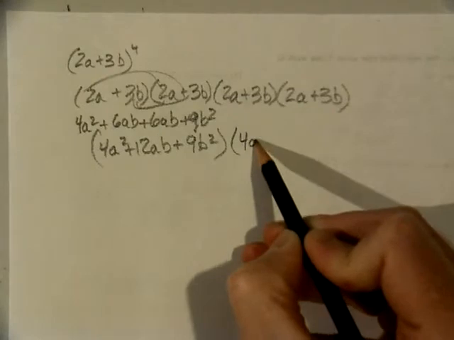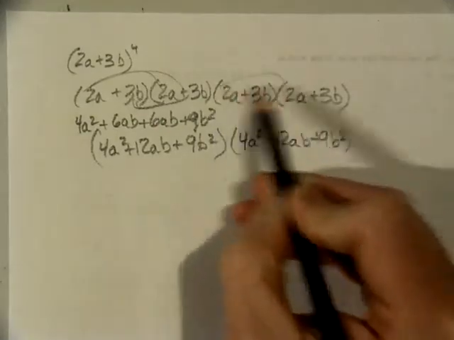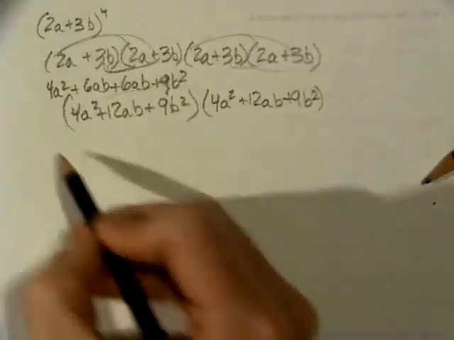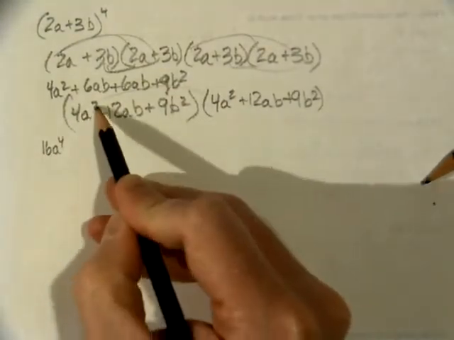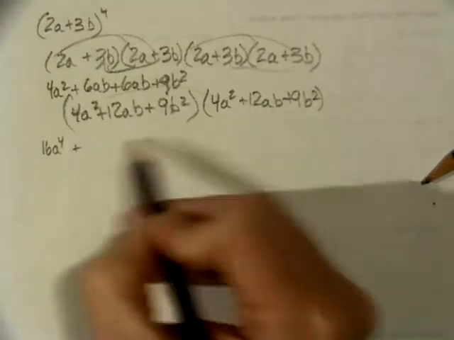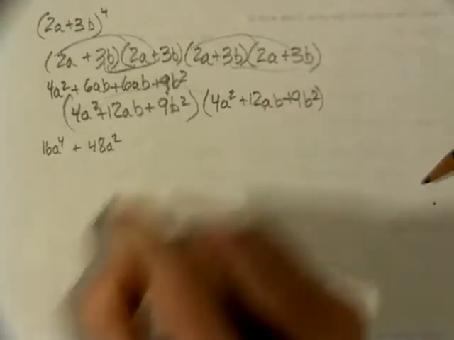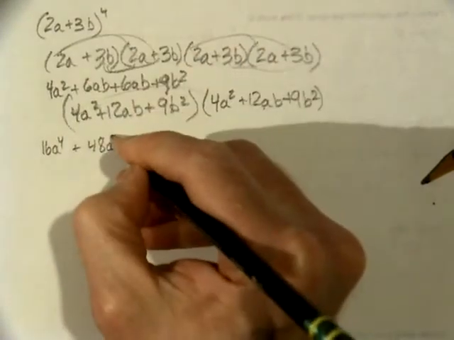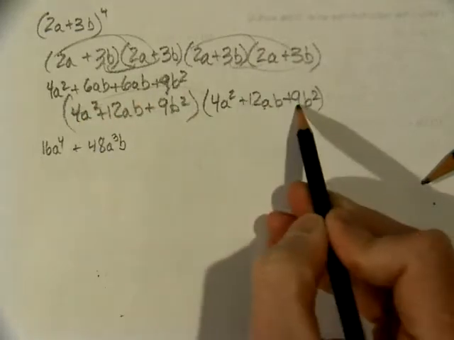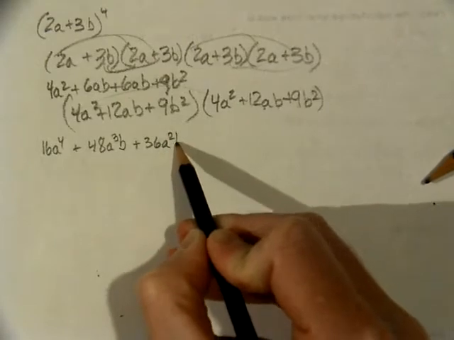And we'd have that twice. Because this would FOIL to be the exact same thing. Now, we have to multiply to get 16a to the 4th, because a squared and a squared. 4 times 12 is 48. A squared times a gives you a cubed times b. And 4 times 9 is 36. A squared, b squared.